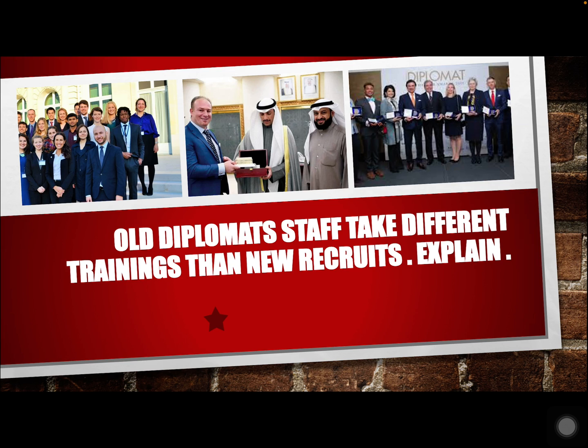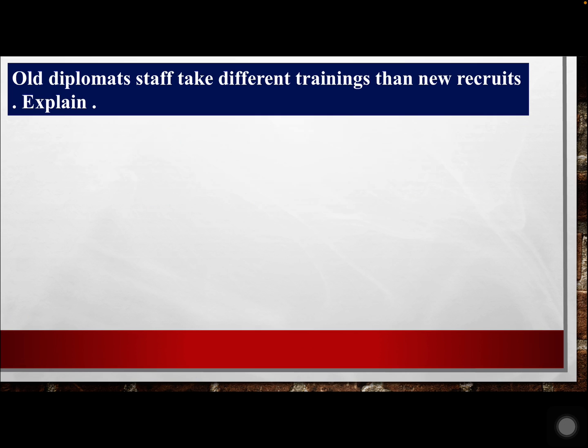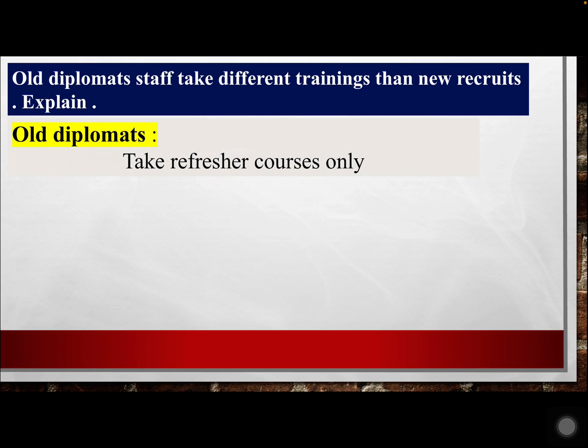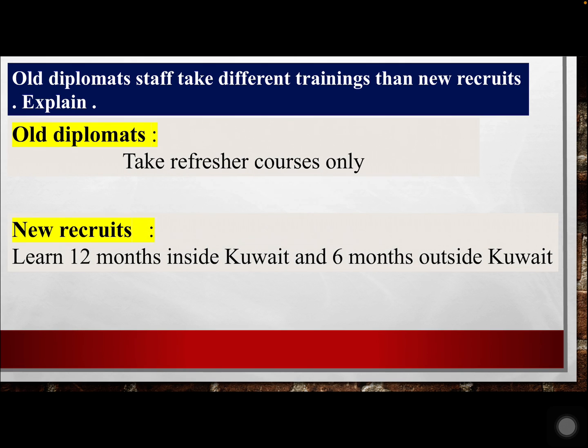Now, as we can tell here, all diplomat staff take different training than the new recruits, and we need to explain this. We have new recruits and old diplomats. So we can say that all diplomats, according to the text, take refresher courses only, just something to refresh their memories and skills, while new recruits learn for 12 months inside Kuwait and 6 months outside Kuwait.